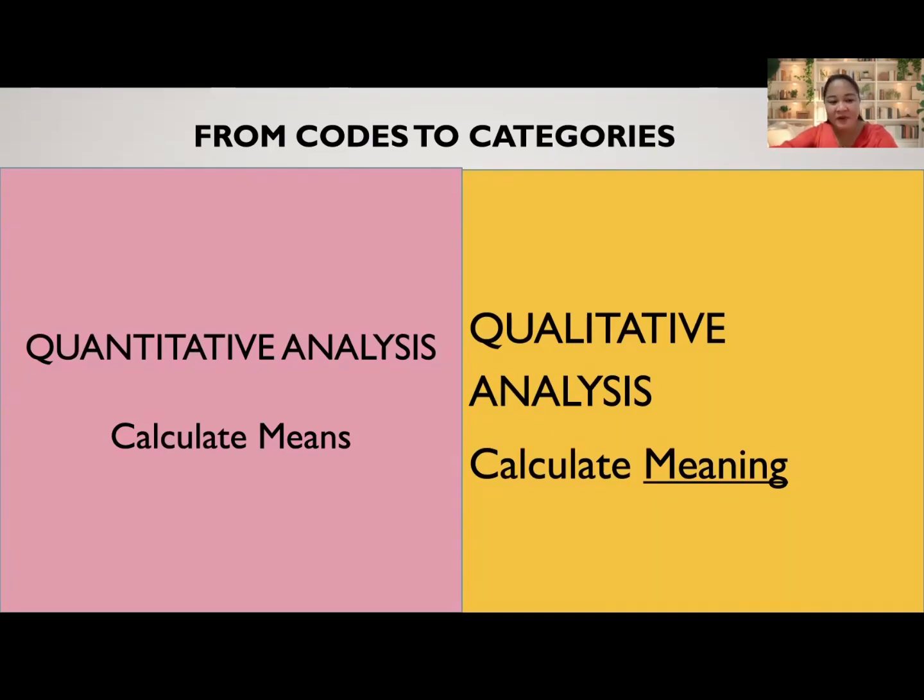Example there: in quantitative, if you are calculating the mean, that's equivalent in qualitative analysis to calculating meaning. So in quantitative, you're calculating the mean, the median, the mode. In qualitative, you're going to calculate the meaning of the codes.